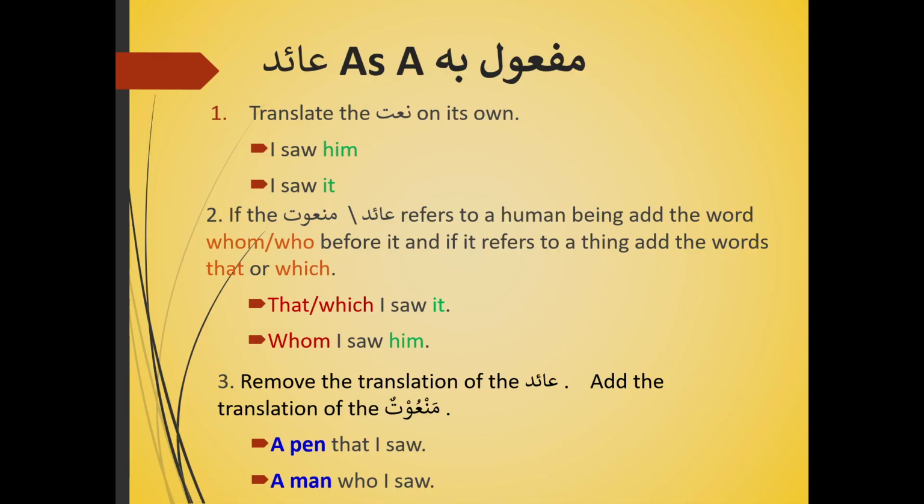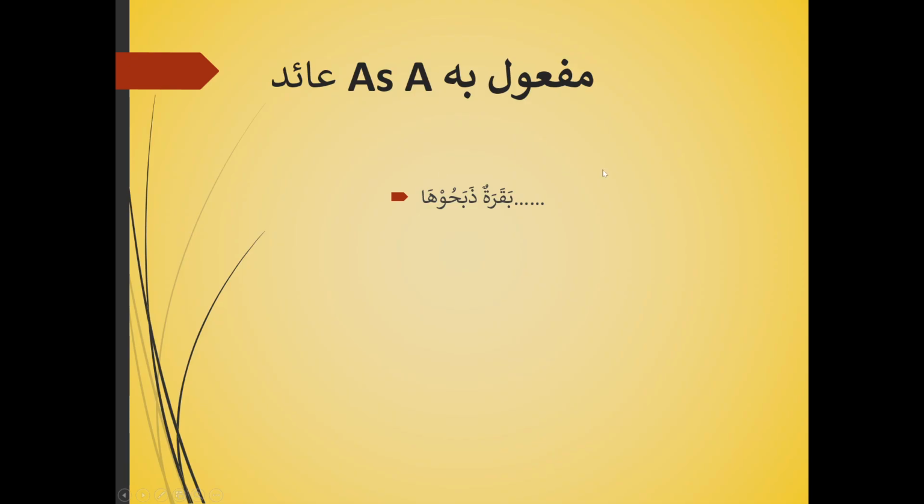So now we have this example, baqaratun zabahuha. So "a cow whom they slaughtered it". Okay, but we need to drop something, right? We said that we drop the a'id. We don't mention the a'id. So how would we translate this? They slaughtered a cow. It's enough. Yeah, they slaughtered a cow.